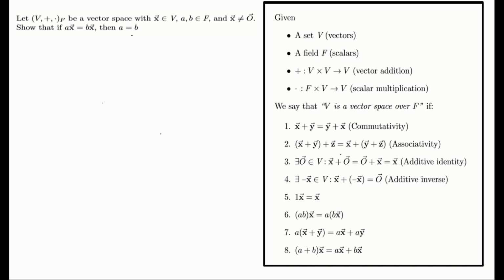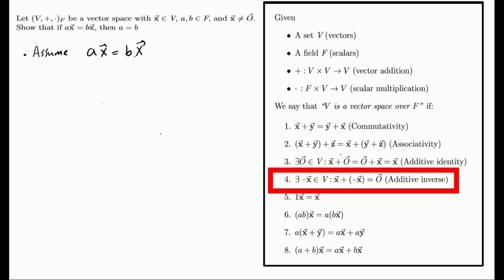So we have an if-then statement. We want to prove if ax equals bx, then a equals b. So we'll start by assuming ax is equal to bx. Now I know the additive inverse, the negative of bx exists, and I'll add it to both sides. So I have ax minus bx equal bx minus bx. Now, by the definition of the negative of a vector, by the definition of the additive inverse, I have that ax minus bx equals the zero vector.